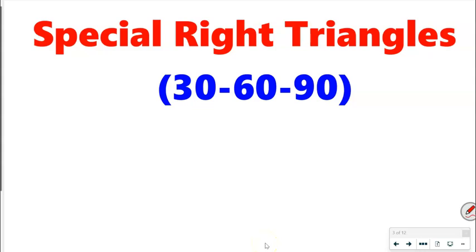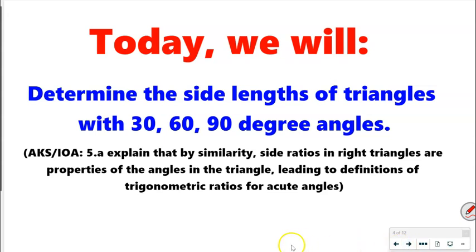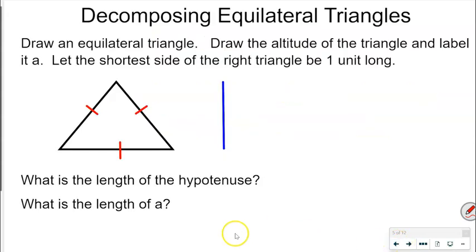So in this video today, we're going to talk about special right triangles, the 30, 60, 90 specifically. We're going to determine the side lengths of triangles with 30, 60, 90 degree angles, and this is AKS 5, IOA 5A. We're going to explain by similarity side ratios in the right triangle 30, 60, 90, and what those properties are.